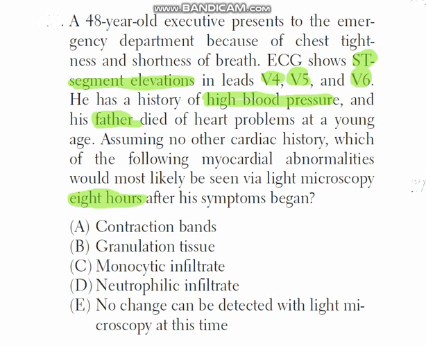So the first sign which appears, if you look at the first option, is that the contraction bands start to appear under the light microscope after 8 hours of the acute myocardial infarction. So our option should be this one, which occurs after 8 hours. As for granulation tissue and monocyte infiltration, they mostly occur at the same time, because granulation tissue means that new blood vessels start to form, fibrosis starts to form, and there is vascular proliferation. These morphological changes we can see 5 to 10 days after myocardial infarction.